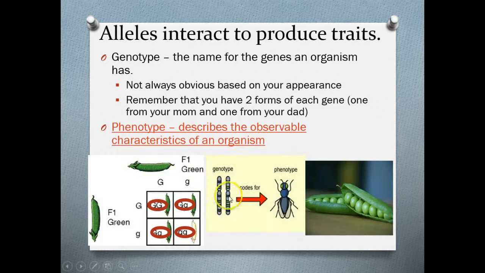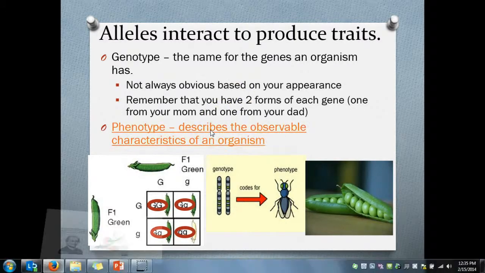Or here you have the genotype, which represents the actual chromosomes or the genes on the chromosomes, and it codes for what the organism actually looks like. Things like color, size, things like that. So let's look a little more at what phenotype is.